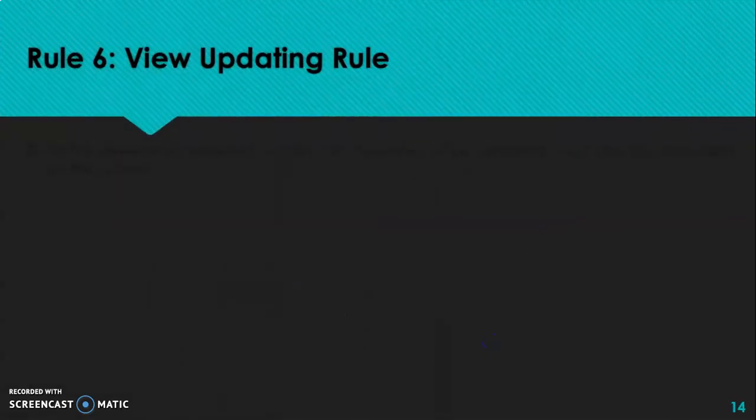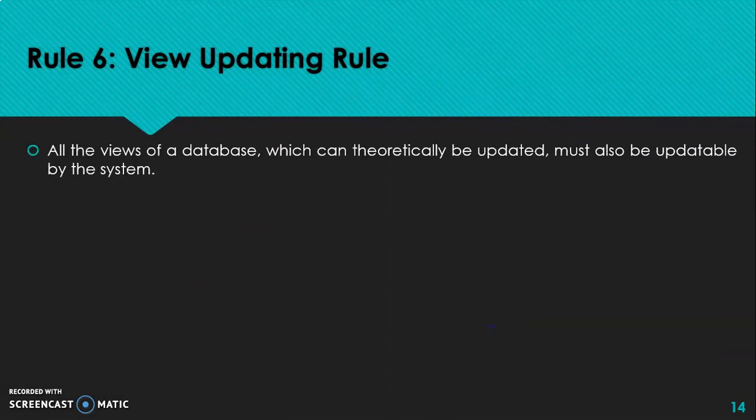Rule number 6, view updating rule. All the views of a database which can be theoretically updated must also be updatable in the system. Which means, when you're seeing the views and you are making some criteria, if theoretically you can update, then practically it should be updated in the system as well.